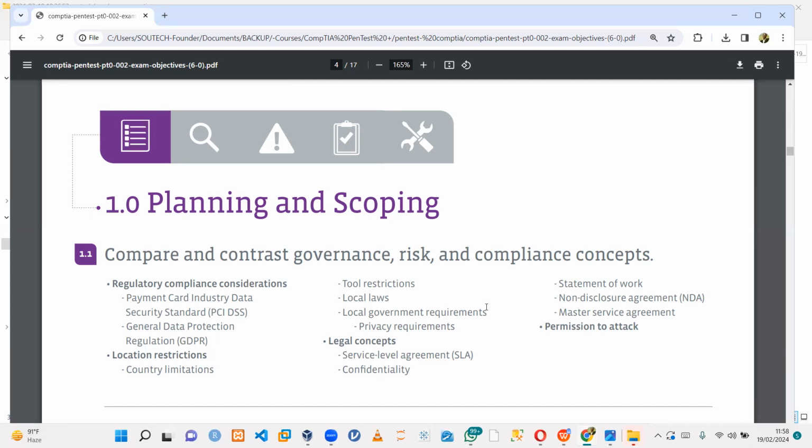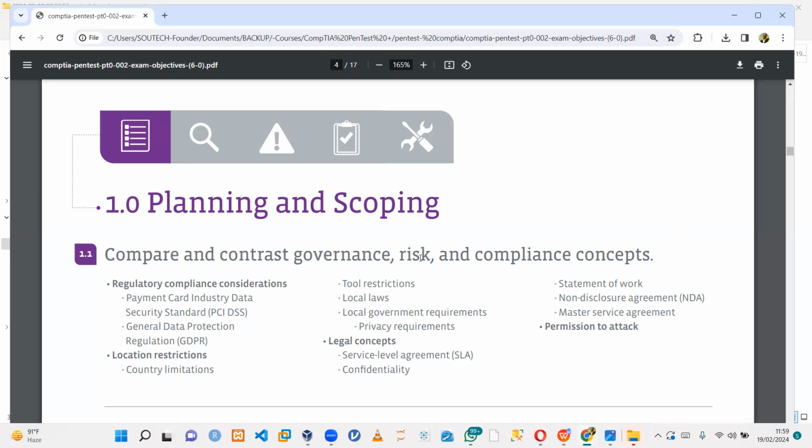And in planning and scoping, what are the things you should know? You should be able to compare and contrast governance, risks, and compliance. So here you have GRC. GRC is saying, okay, what is the government saying about how we should do stuff? What we shouldn't do? What we should do? How we should do it? The C-level executives, the mid-level executives, the team members, the analysts, the testers, what is the structure of how we should carry out whatever we should carry out?